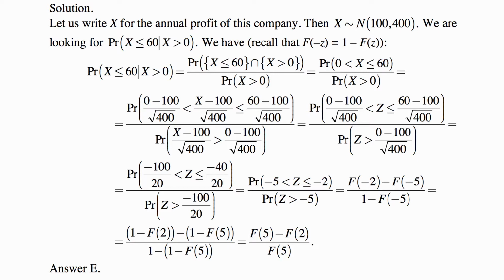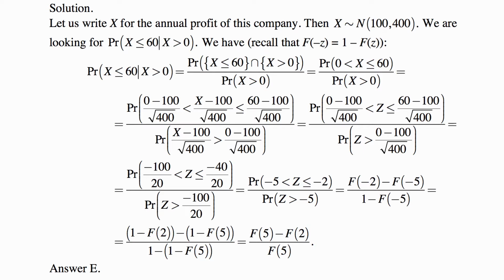Square root of 400 is 20. So this becomes negative 100 over 20 less than Z, less than or equal to negative 40 over 20, probability of those inequalities divided by the probability that Z is more than negative 100 over 20. Negative 100 over 20 is negative 5, negative 40 over 20 is, I'm sorry, negative 2. So this is the probability that the standard normal random variable Z is between negative 5 and negative 2, given that it's more than negative 5.